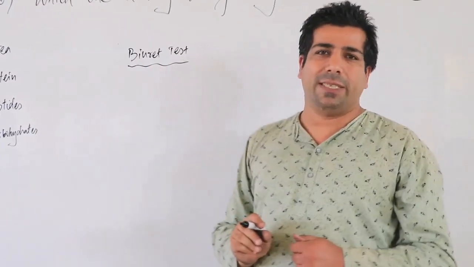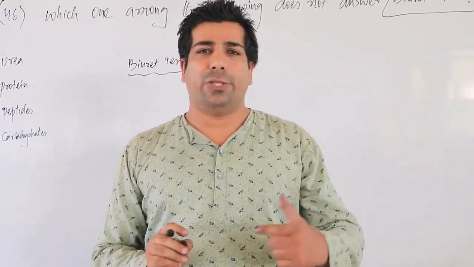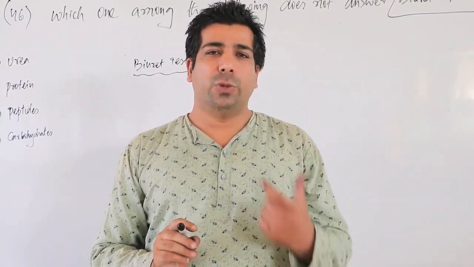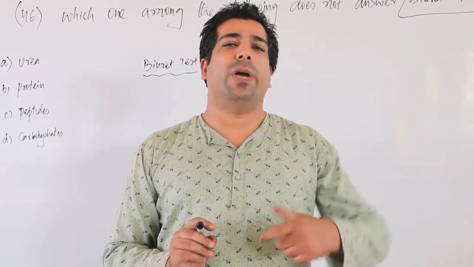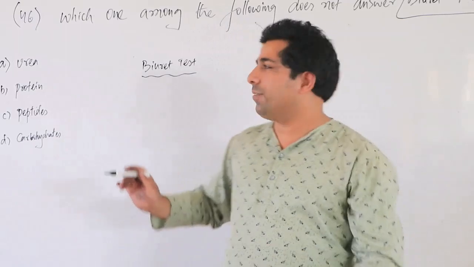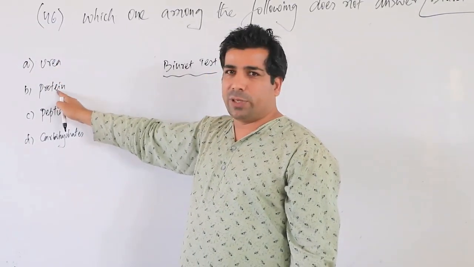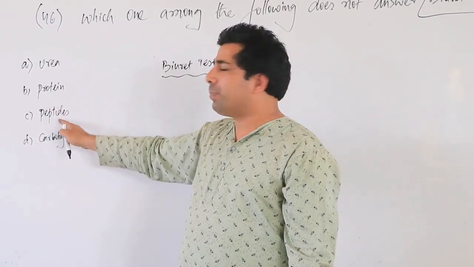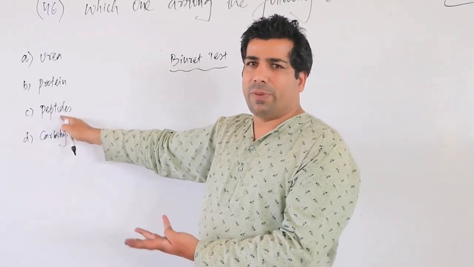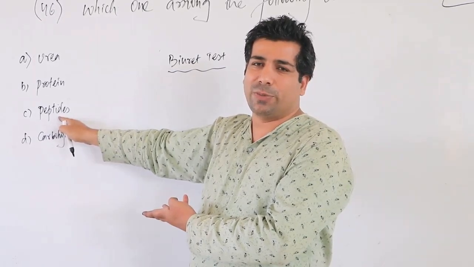Biuret test is basically given by those substances which contain CONH groups. Correct? Those substances which contain CONH group give the biuret test. And you know that our urea also contains CONH group. Protein also contains CONH group. Peptide is also made up of amino acids, so it also contains CONH group.